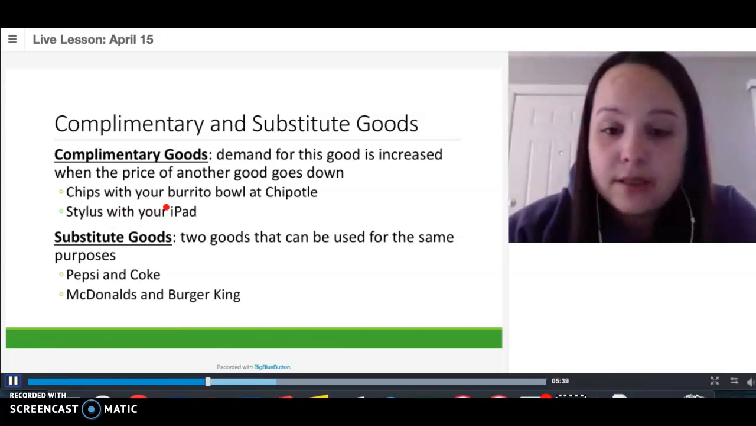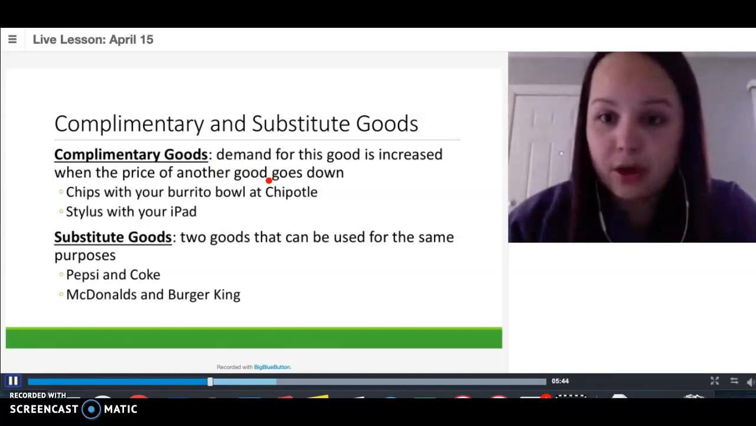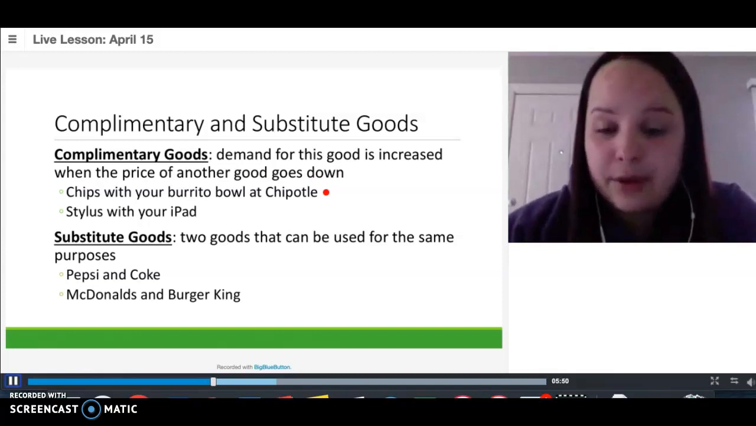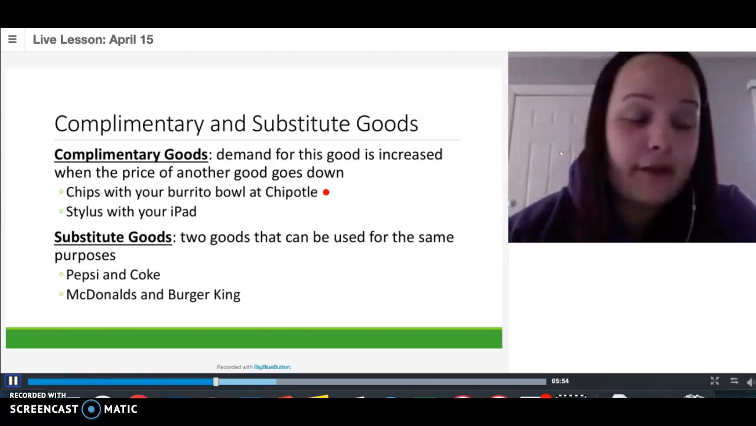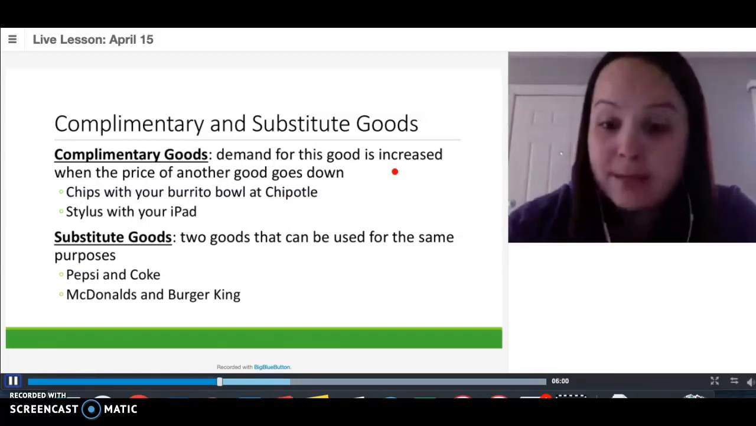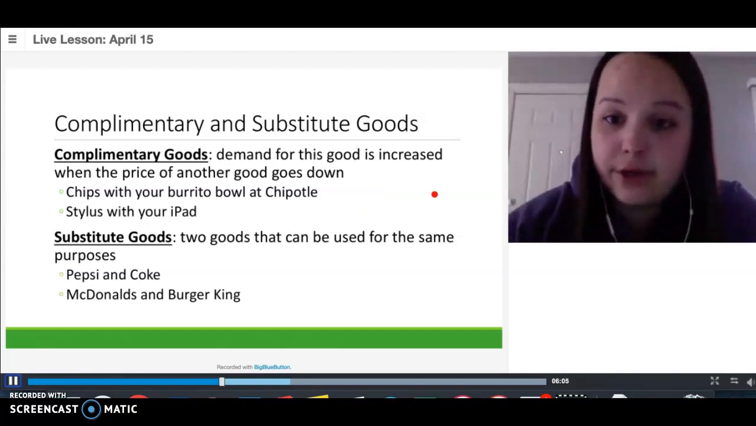So first, complementary goods. Complementary goods are essentially 2 goods that can go hand in hand with each other. They complement each other, hence the term complementary goods. For example, a burrito bowl and chips at Chipotle. Or if you have an iPad and you like to use a stylus to write on your iPad. Those are examples of complementary goods. So the demand for this good is increased when the price of another good goes down.